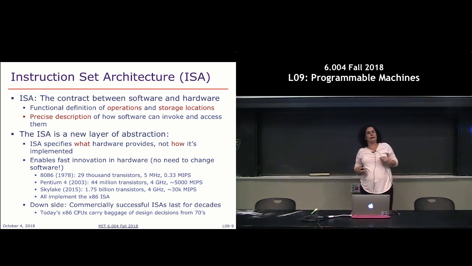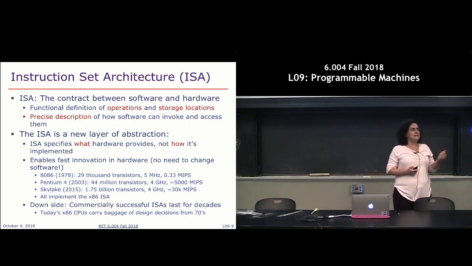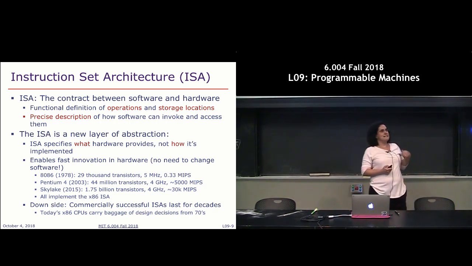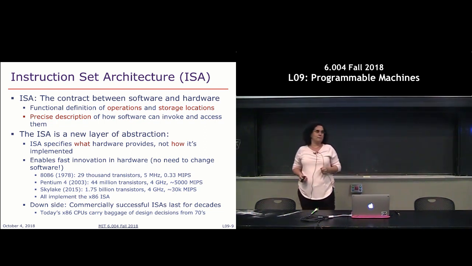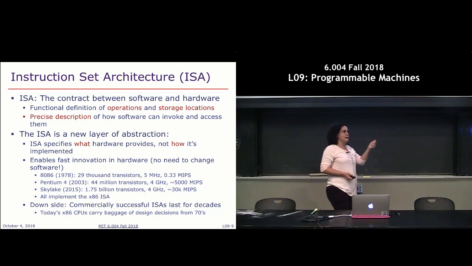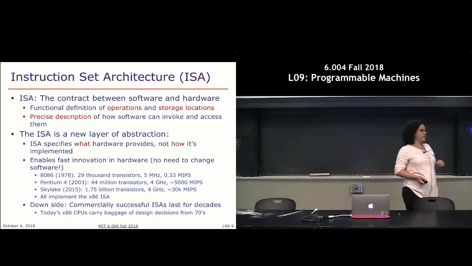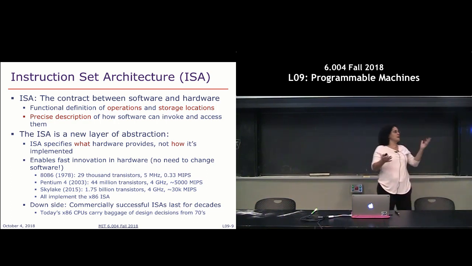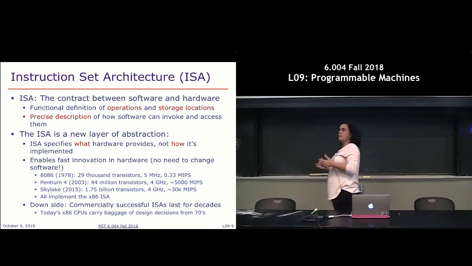So if we look at what an instruction set architecture does for you, it's specifying precisely what the hardware provides, but it's not getting into the details of how it does it. So my instruction set architecture will tell me I have an add instruction supported by this processor, but it's not going to tell me how that add is implemented, whether it's a ripple carry adder or some other kind of faster adder. So, what's good about this?